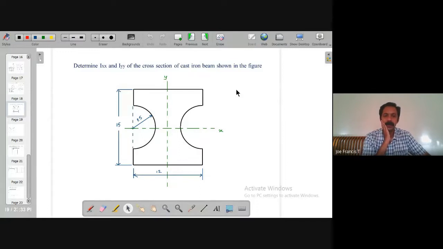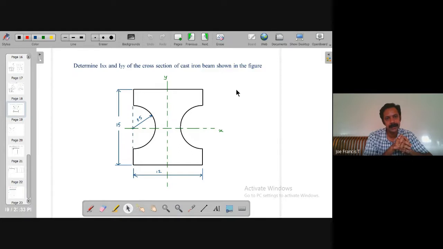Good morning. Today we will discuss two more problems in moment of inertia. I hope we have gone through the problem that we discussed yesterday. So this is yet another problem.